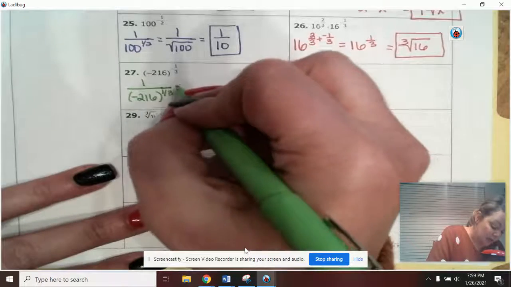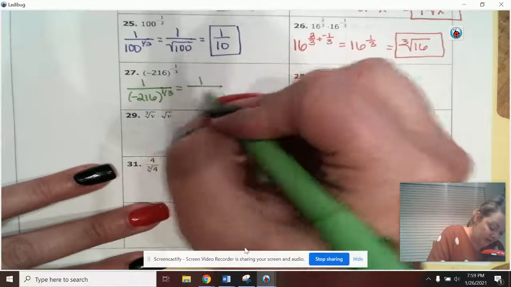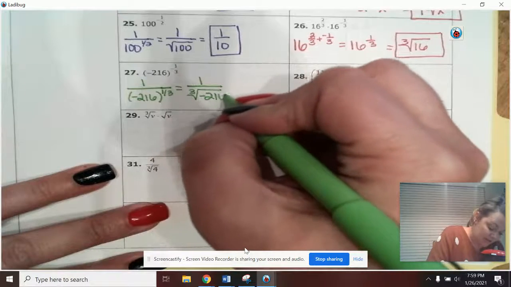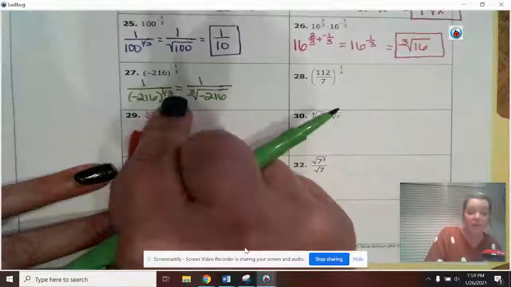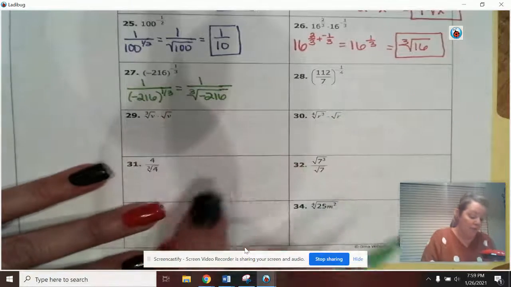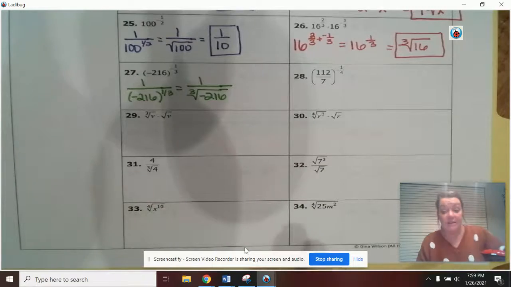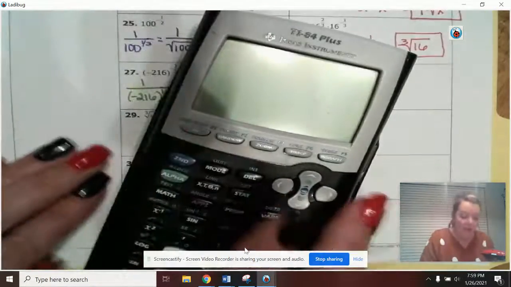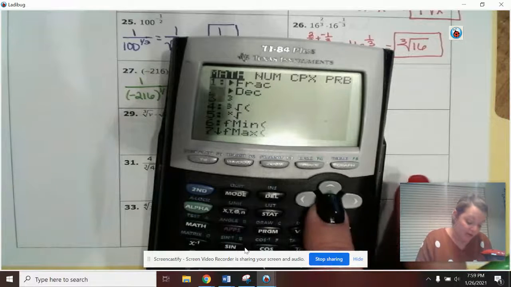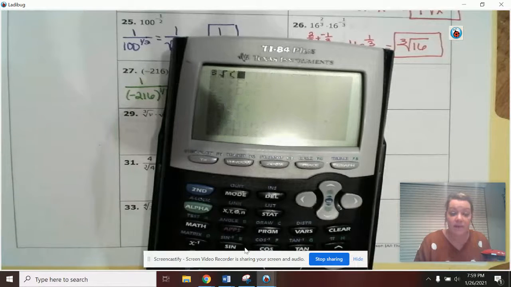Okay, so now this is 1 over the cube root of negative 216. I'm going from rational exponent back to radical form. And cube root of negative 216. Let's check it out. Okay, under math, I've got a cube root right there, number 4. So I can take the cube root of negative 216. And when I do that, I get negative 6.